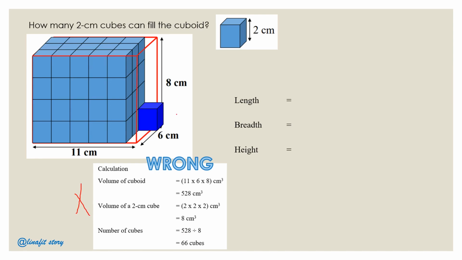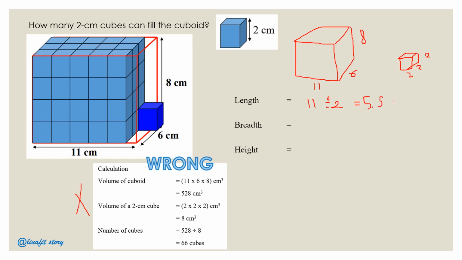First, measure the length, breadth, and height of the container and the cube. This is the container. The length is 11, the breadth is 6, and the height is 8. And then here is a 2 cm cube. Now, divide the length, breadth, and height of the container by those of the cube respectively. The length of the container is 11 divided by the length of the cube, 2. 11 divided by 2 is 5.5. If the answer is a decimal, we should round it down, which equals 5. Why? Because if you make it 6, there are gaps that cannot be filled by the cubes.